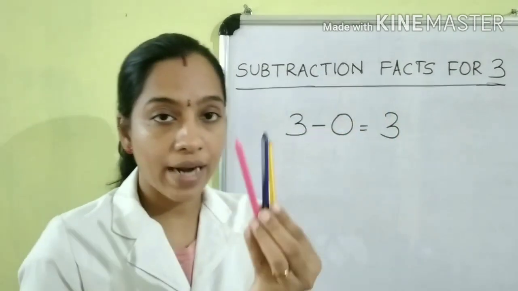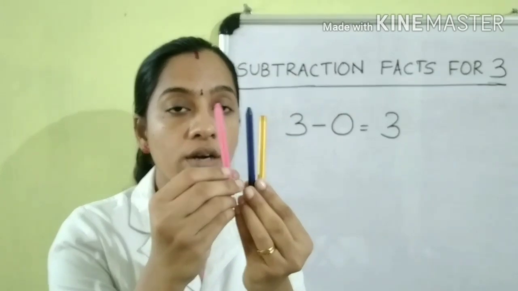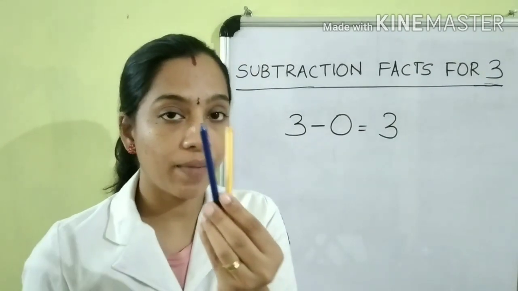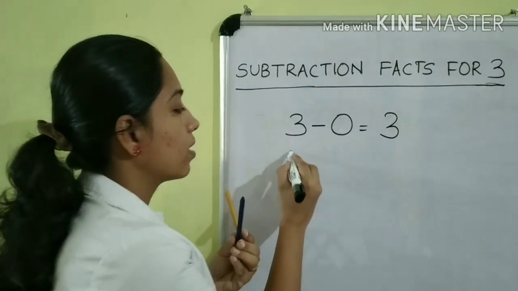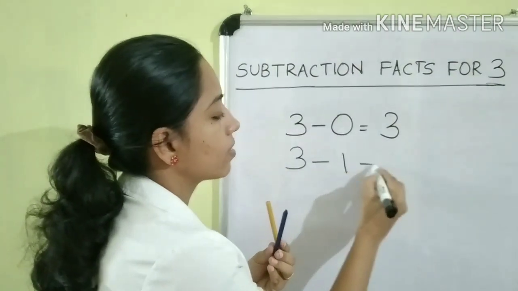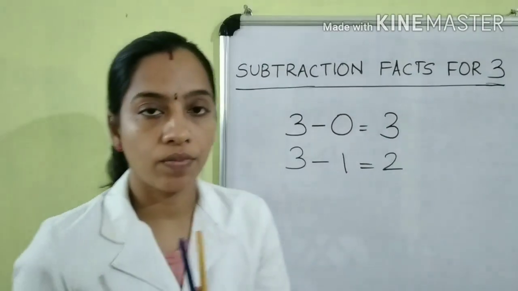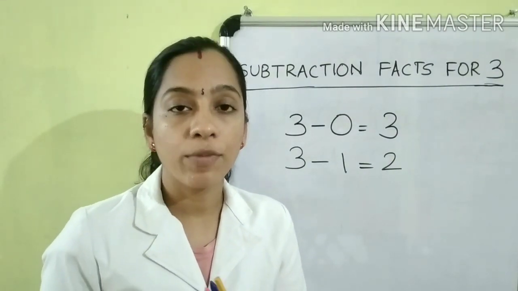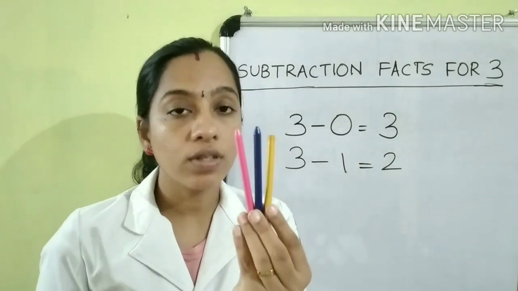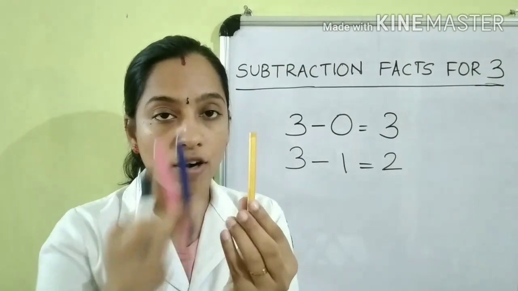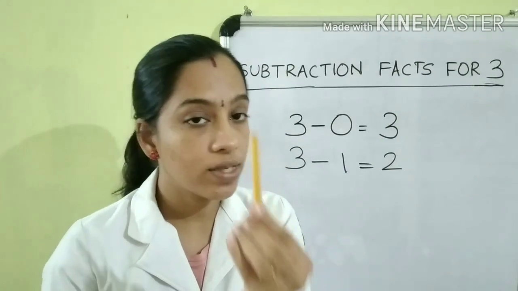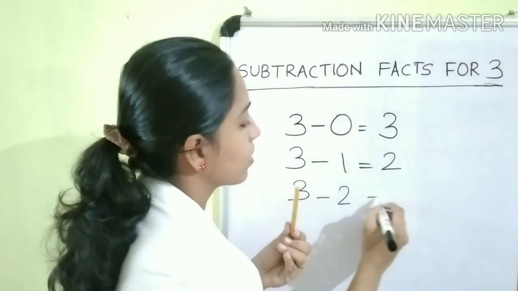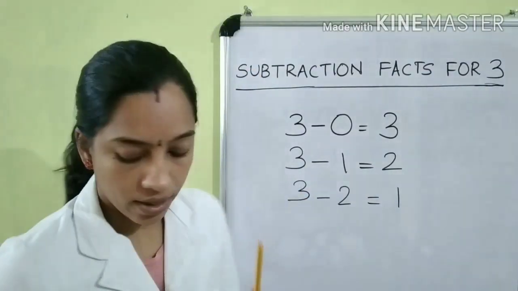Then I will subtract 1 crayon from these 3 crayons. So how many crayons are left with me? 2 crayons. That is 3 minus 1 is equal to 2. Next, I am going to subtract 2 crayons from these 3 crayons. That is 3 minus 2 is equal to 1. So we can write here 3 minus 2 is equal to 1.